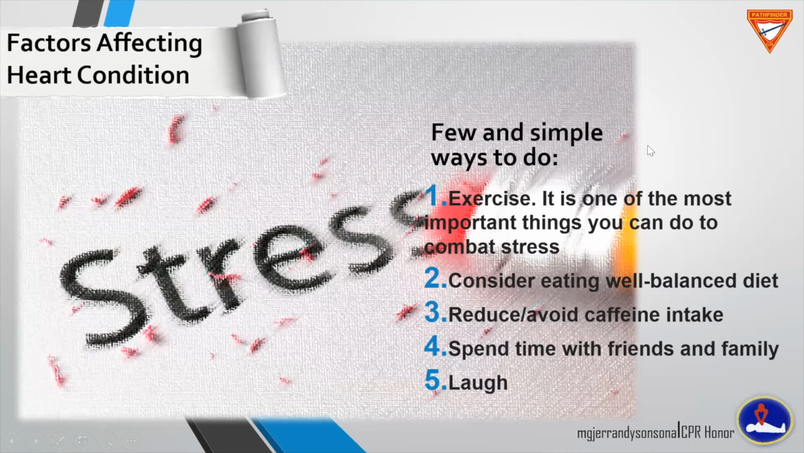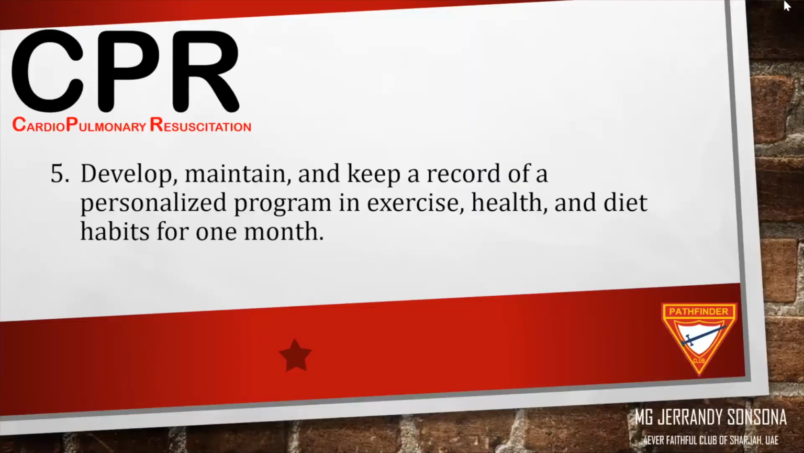And gender also, especially for men. Men used to smoke a lot, used to eat a lot compared to women. But nowadays, even women are already smoking, and they also love eating a lot. So those are the factors that affect our heart condition. You just need to have 5 things in order for you to comply with your requirements. The 5th one, develop, maintain, and keep a record of a personalized program in exercise, health, and diet habits for 1 month.